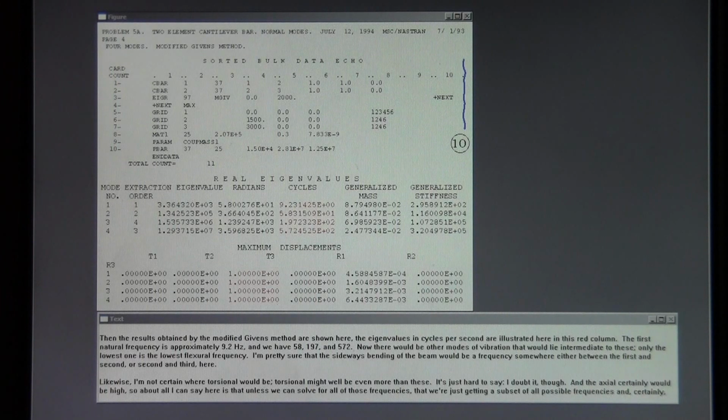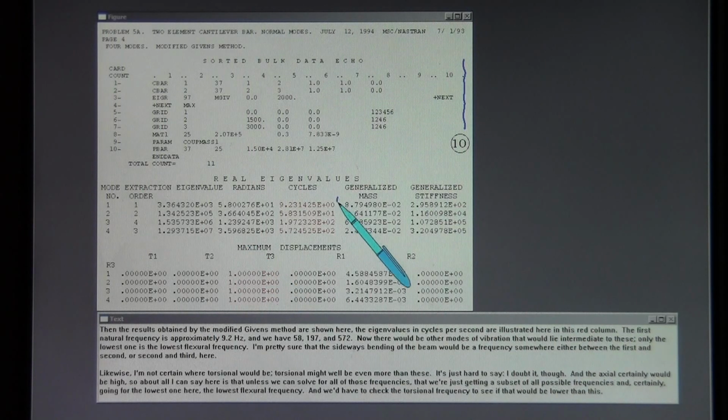Then the results obtained by the modified givens method are shown here. The eigenvalues in cycles per second are illustrated here in this red column.